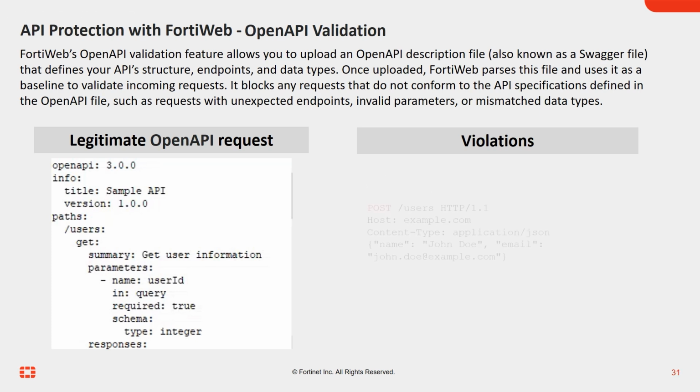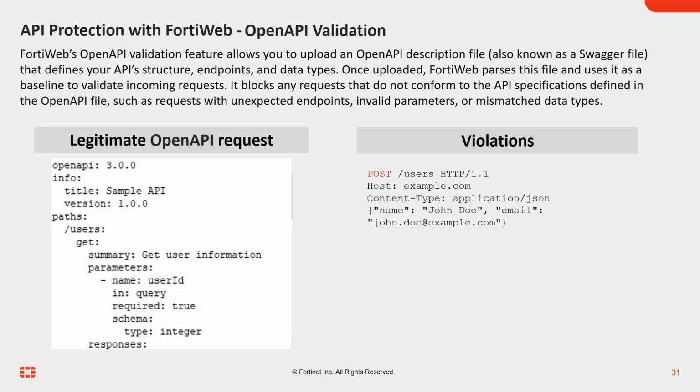Lastly, an attacker sends a request using an HTTP method that is not allowed for the /users endpoint, for example, POST instead of GET. FortiWeb validates the HTTP method against the OpenAPI specification. Since only GET is allowed for the /users endpoint, FortiWeb blocks the POST request. By leveraging these features, FortiWeb ensures that only well-formed, valid, and secure requests are processed by your API, protecting your application from a wide range of OpenAPI-based attacks.